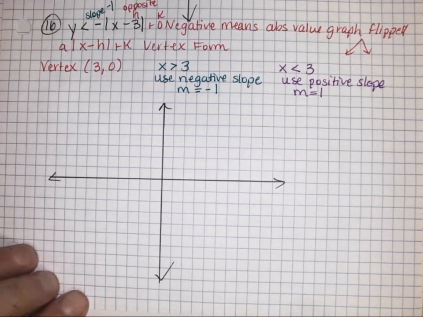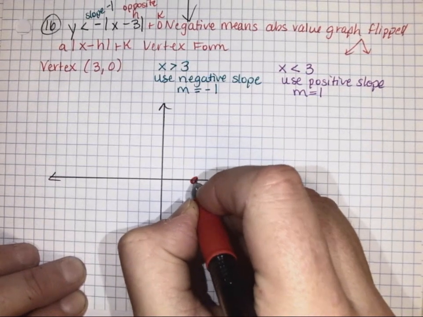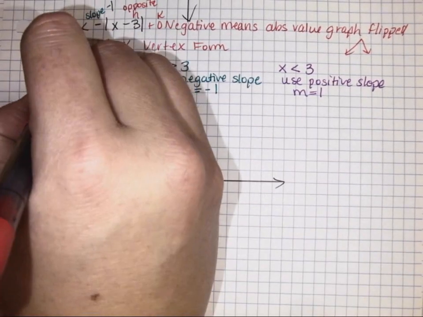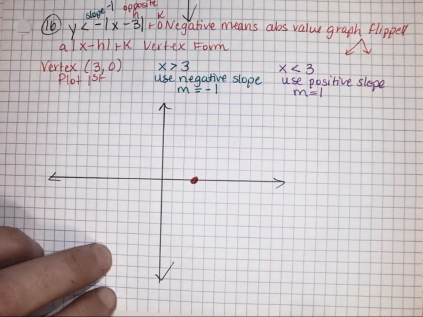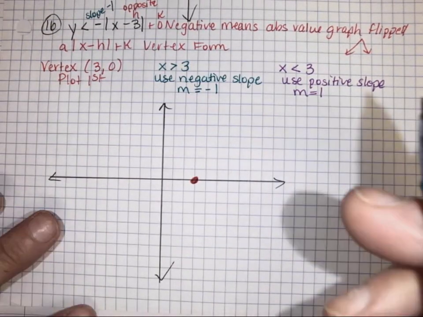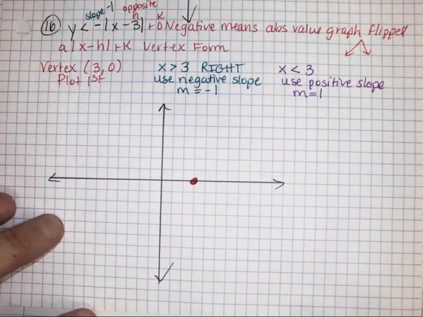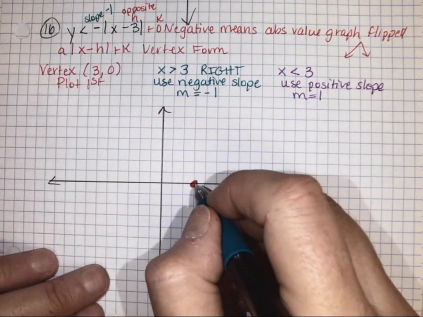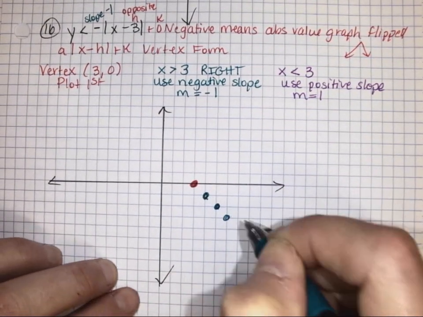Okay, we're going to start at our vertex point, which is (3, 0). So plot that first. And then we're going to use the negative slope to the right. So to the right, we're going to use the negative slope of -1. So I'm going to go down 1, right 1, down 1, right 1, down 1, right 1.